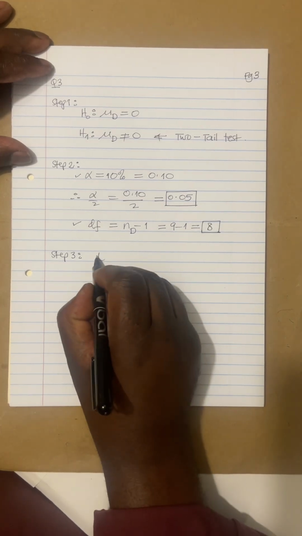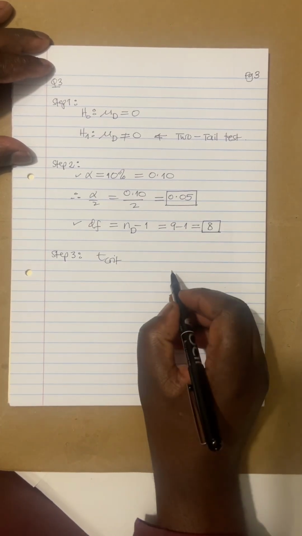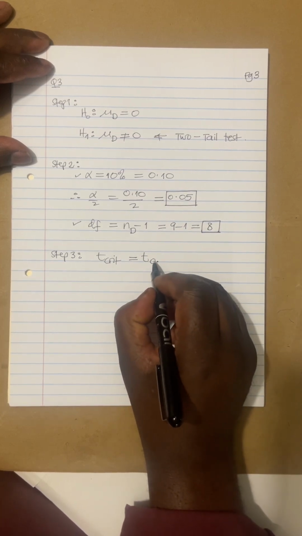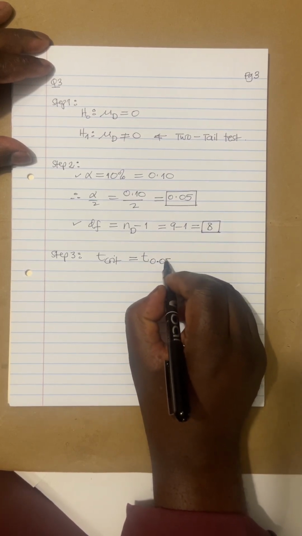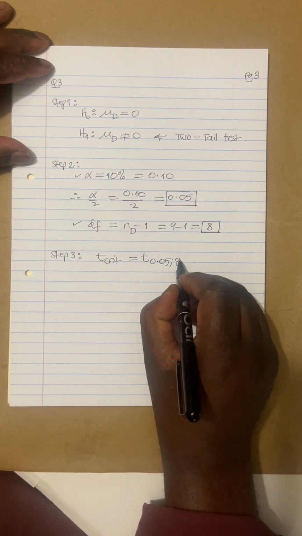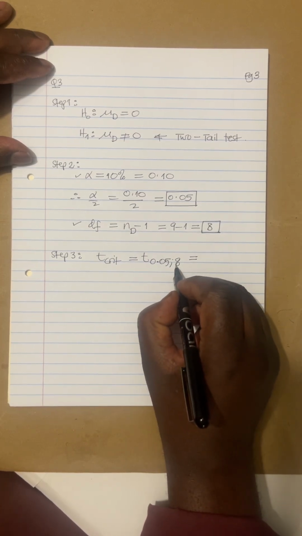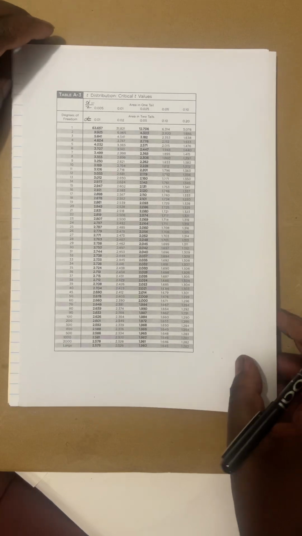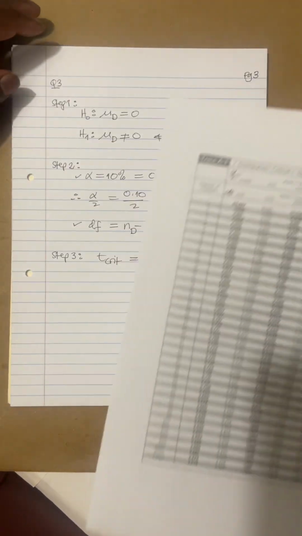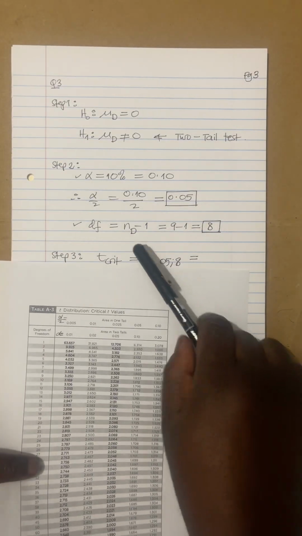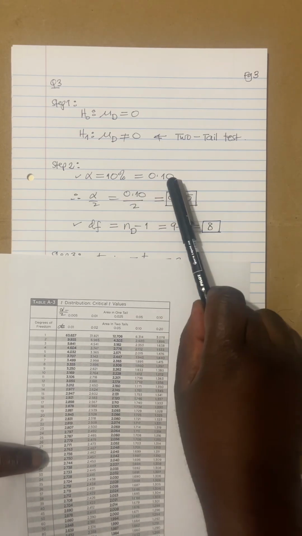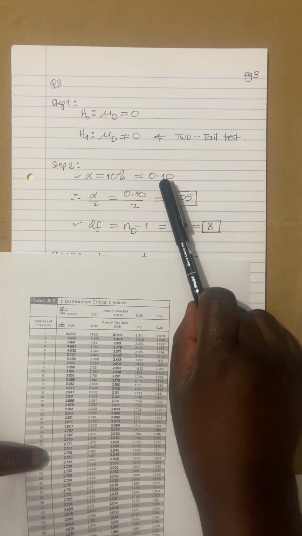So T crit, remember we're using the student T distribution here now. T crit will be equal to T. We state the alpha over 2 value, 0.05, and then we indicate the degrees of freedom, 8 degrees of freedom. And then we go to the student T distribution and pick out the critical value from there. So here is the student T distribution. And remember, the value we have for 1 tail is what we are working out here by dividing by 2. This is for 1 tail. For 2 tails, this is the value 0.10.